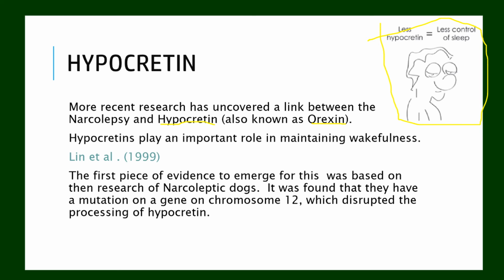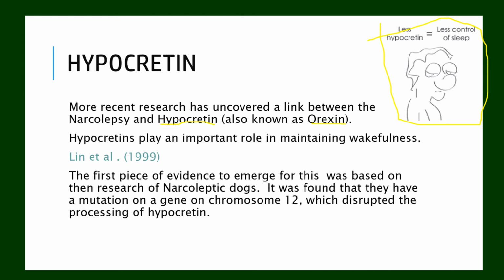You can hold that back and use it right at the end of the essay and criticise the use of animals in research. It was found that they have a mutation on a gene on chromosome 12 which disrupted the processing of hypocretin. So therefore they didn't have a lot of hypocretin in their system, which made them more inclined to develop the narcoleptic responses. They had less control of their sleep as a result. Now, we're going to start to really discuss this further in a second.